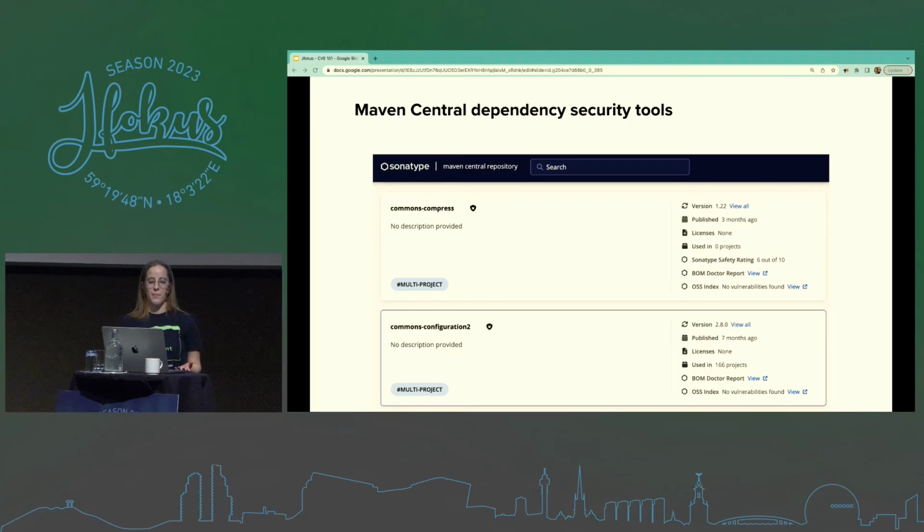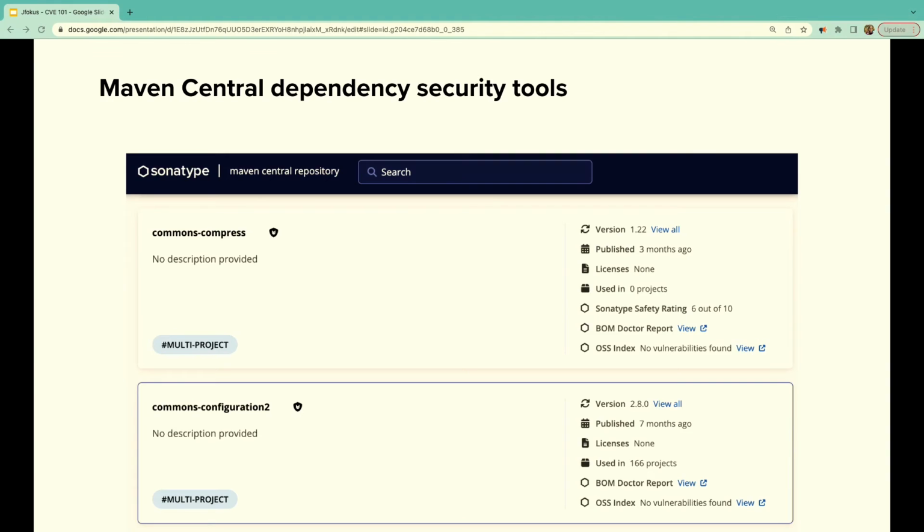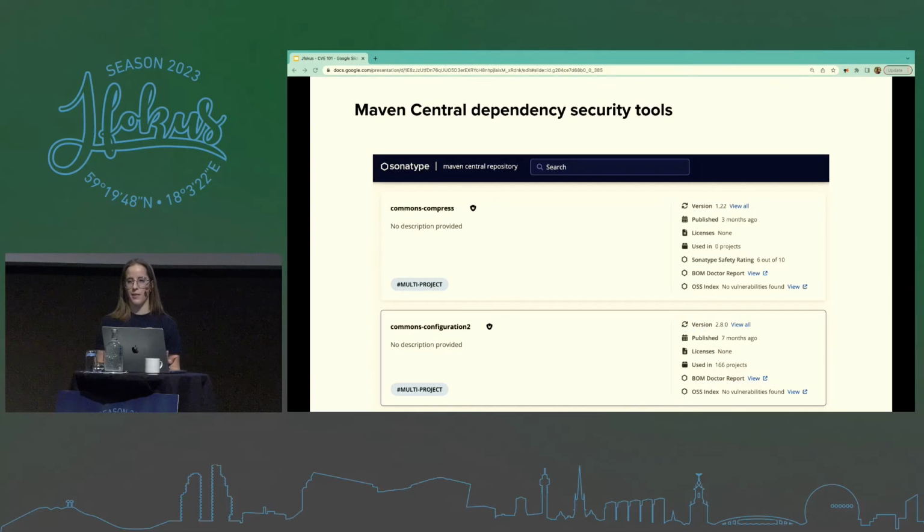If you haven't seen it yet, Maven Central got a bit of a makeover last year on the website, and now looks a little bit nicer and more modern. But the things I wanted to point out are towards the bottom, some security features: the Sonatype safety rating, the BOM Doctor report, and the OSS Index. I didn't make a slide for OSS Index because it's not new, but if you're not familiar with it, it is that SCA tool that I mentioned before, and it has open source projects for most major languages, including Java, and is possible to run as a command line tool on projects. That's pretty good.